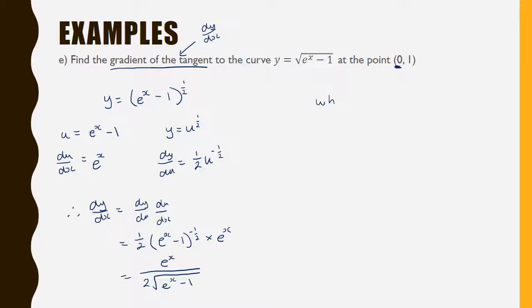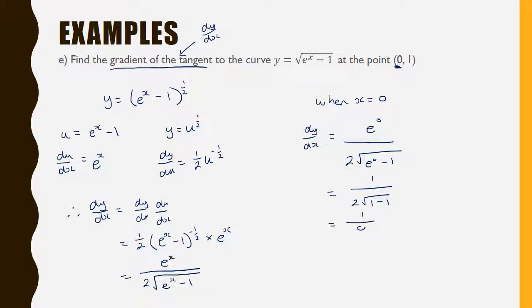Finally, we want to find the derivative or the gradient of the tangent at this point, so we need to substitute in when x equals 0. When x equals 0, what we will get is e to the power of 0 over 2 square root of e to the power of 0 minus 1. Anything to the power of 0 is equal to 1. In the denominator here, 1 minus 1 is 0. And what we're finding is that we get 1 over 2 times 0, which is 0.